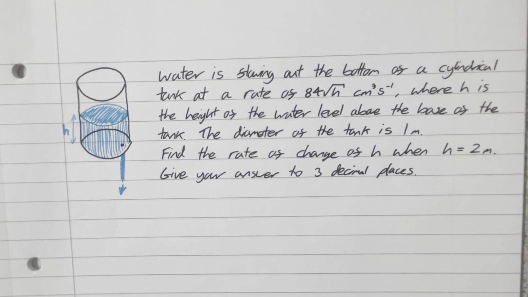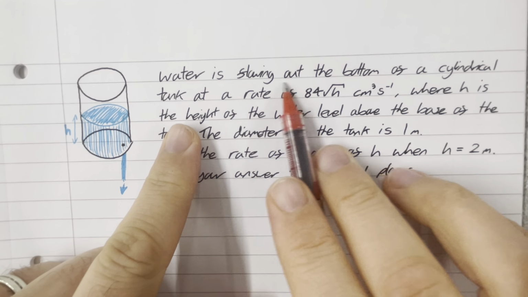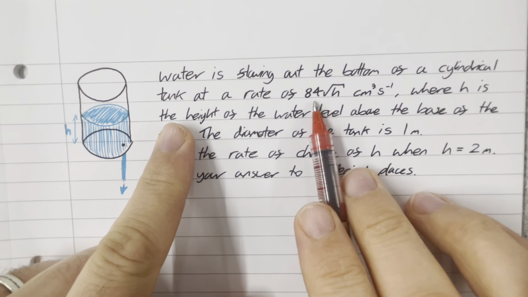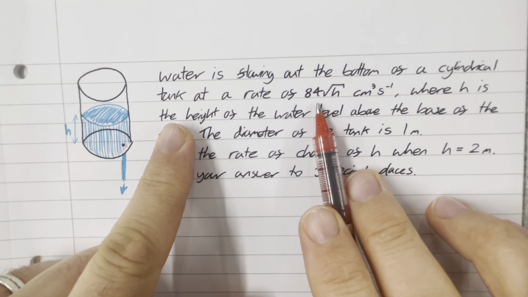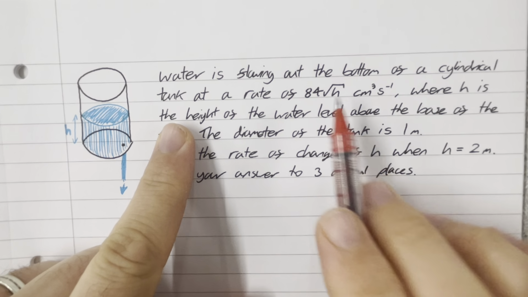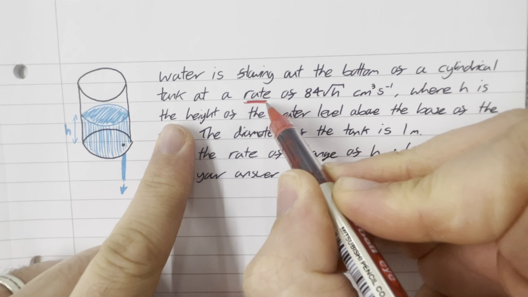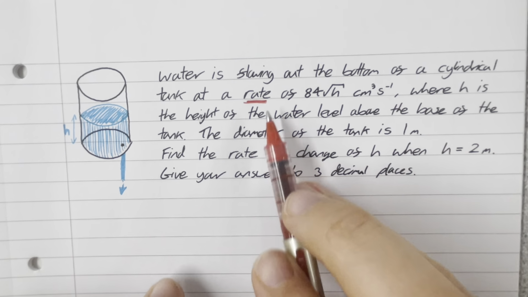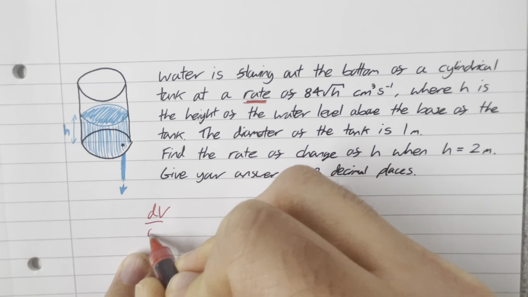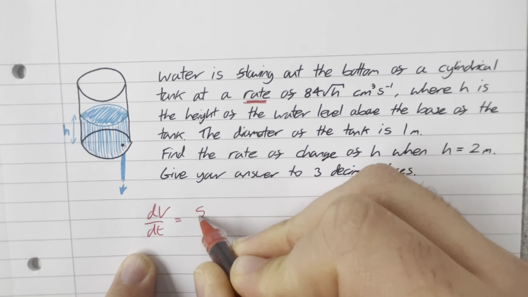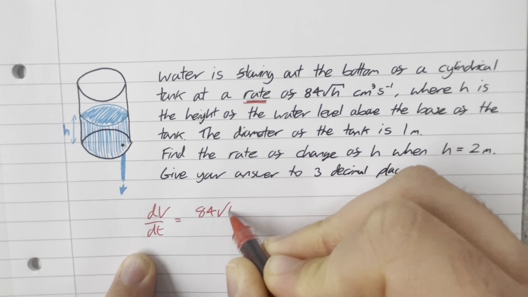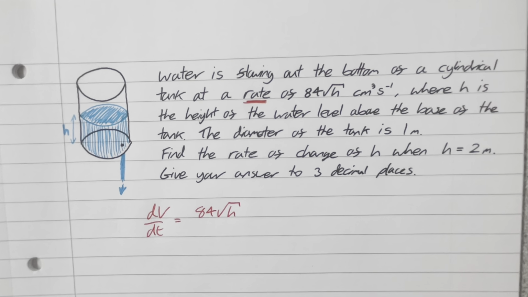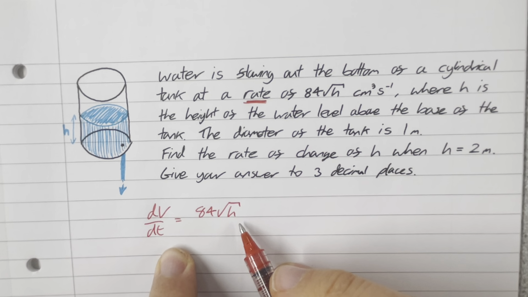Okay, so we are told in the question that water is flowing out the bottom of a cylindrical tank at a rate of 84 root h centimetres cubed per second. And if you're unsure of what derivative that's going to be, and it's definitely a derivative because of the word rate, then look at the units. We've got centimetres cubed, which is the volume, per unit time, per second. So that's going to be a volume per second. So therefore that must be a differential of the volume with respect to time, which makes sense. It's going to be how much water flows over a given time period. So that's 84 root h is dV by dt.